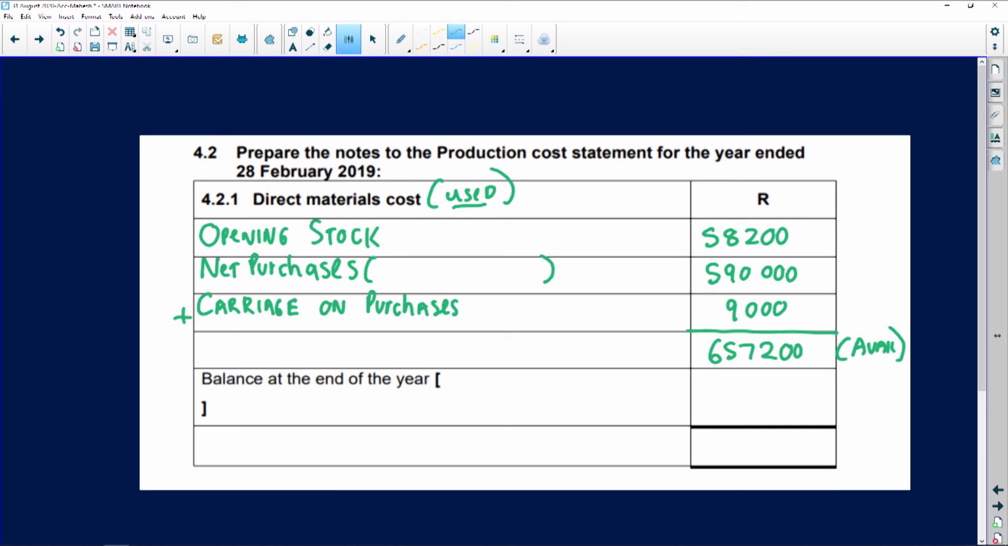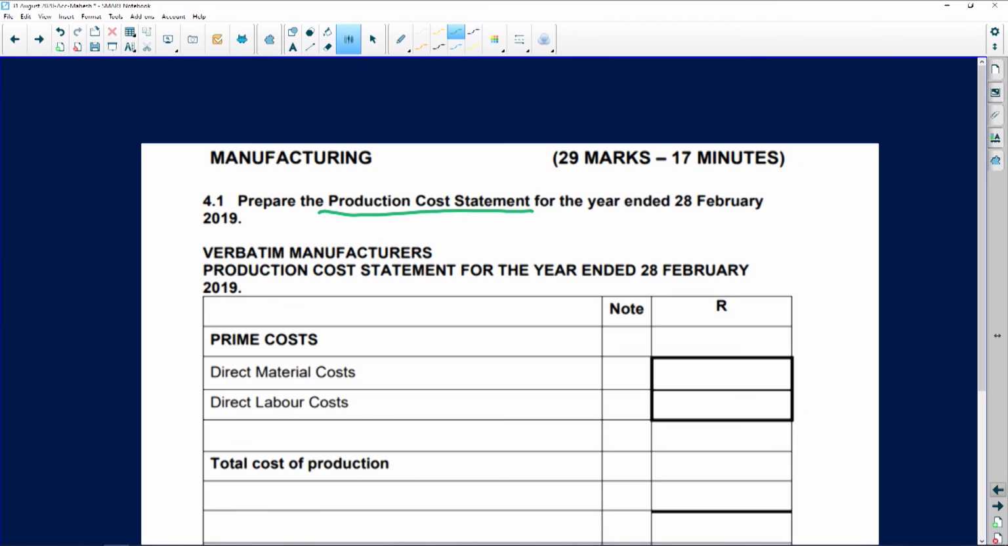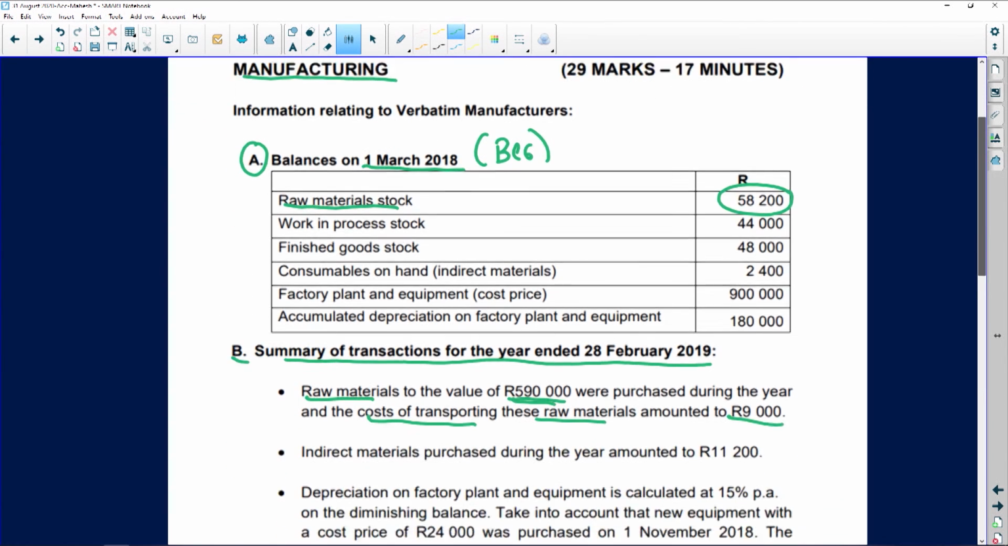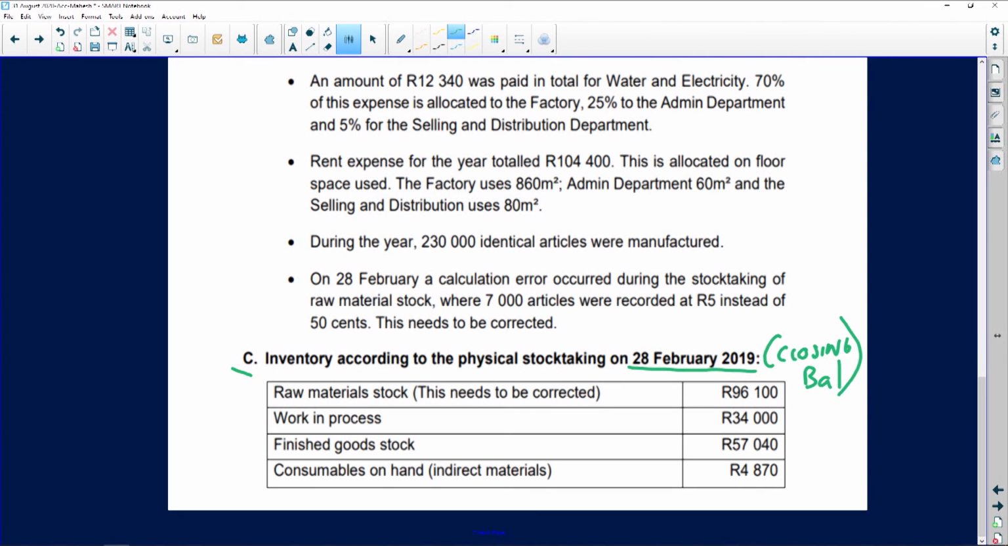Right, my balance at the end of the year. So remember, whatever I ended up not using at the end of the year, I'm going to now subtract my closing balance. So let's go back to our information, and the very last bit of information given in C. So let's find that quickly. Right, so here I'm told inventory according to a physical stock taking on the 28th of Feb 2019, raw material stock 96,100, and then very, very important, this needs to be corrected.